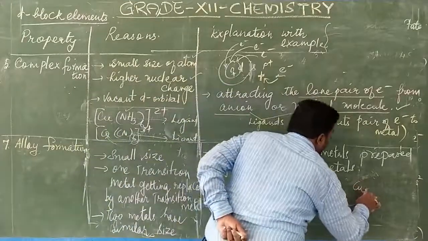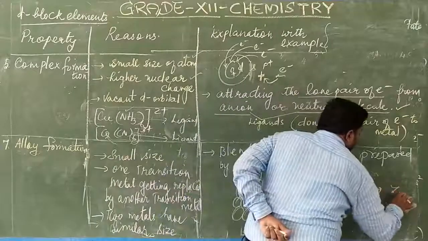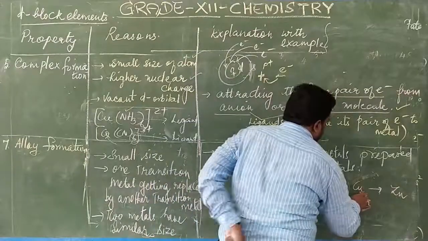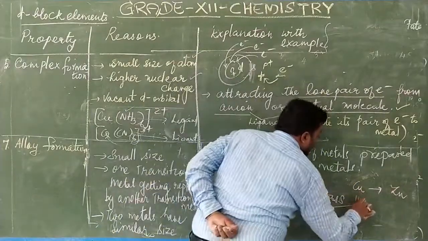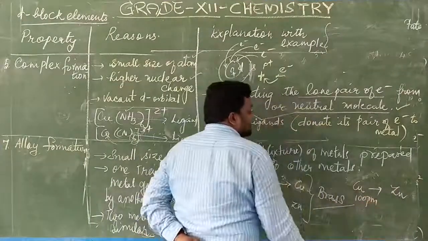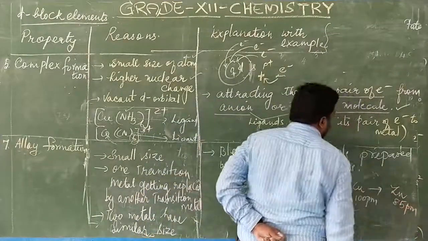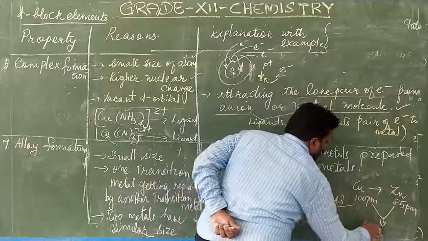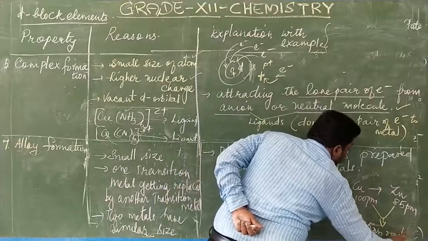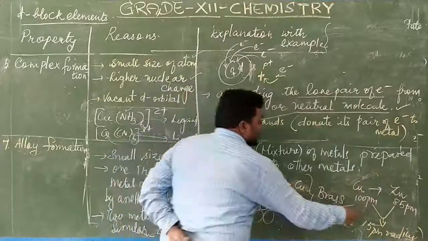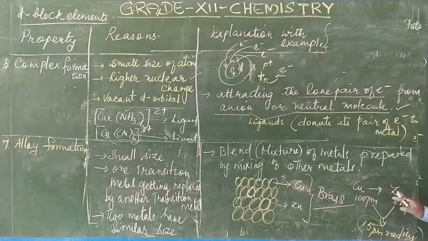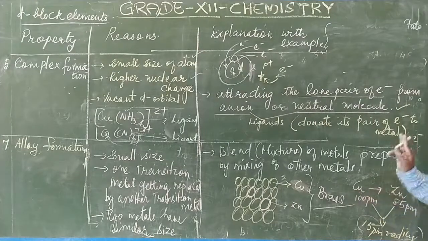This is because copper and zinc do not have much difference in their ionic or atomic radii. Copper has a 100 picometer radius and zinc has 85 picometer radius. So the difference in the radius is 15 picometer, which is not much. So copper and zinc have approximately similar size, and therefore copper can be replaced by zinc.